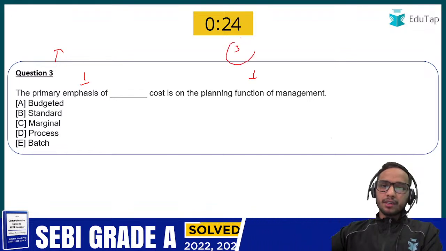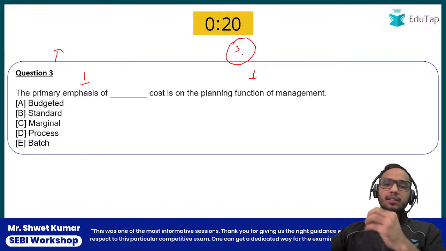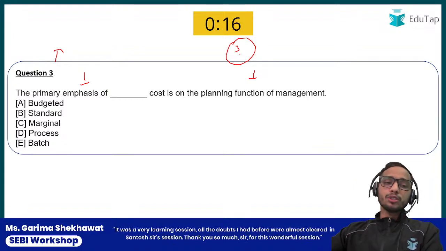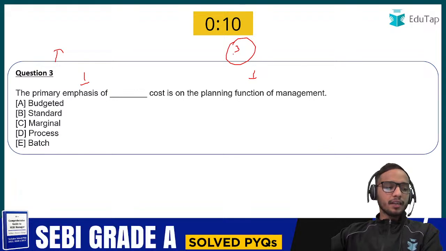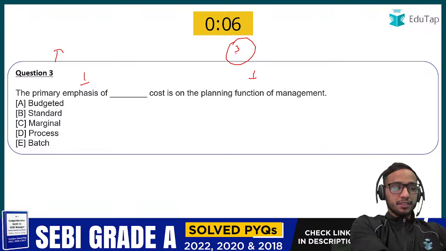Question number 3. What do they do at the time of the planning function of management? They determine budgeted cost, or standard cost, or marginal, or process, or the batch cost. Yeah, that's the easy question. And I can see most of you are correct here. I think everyone is correct in this question. That's good. Chalo.